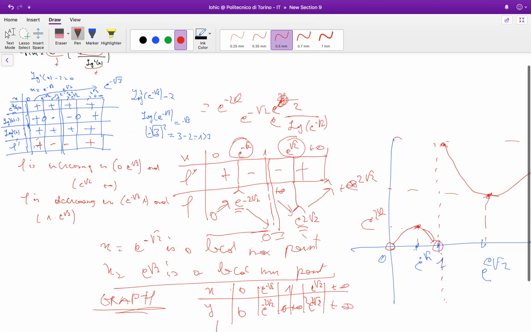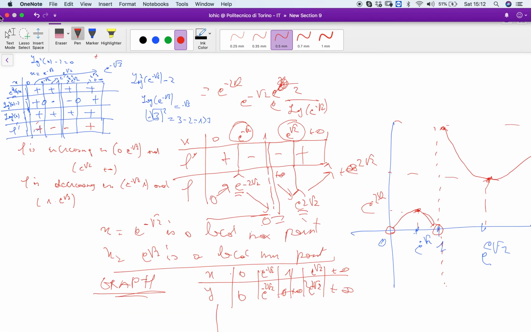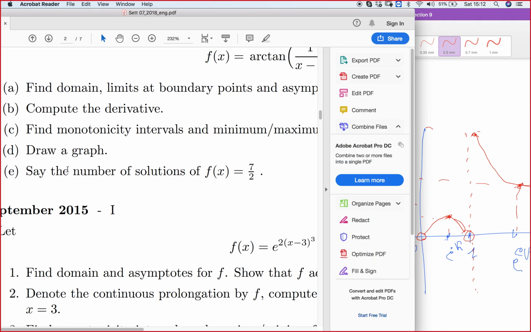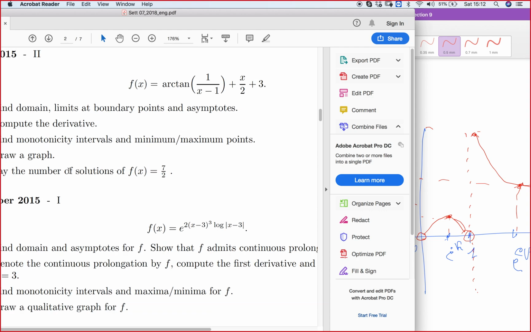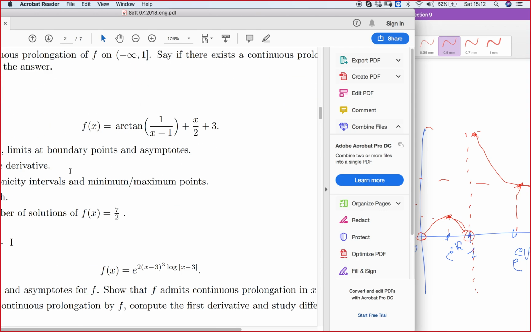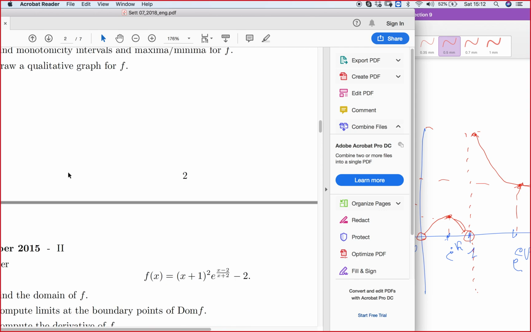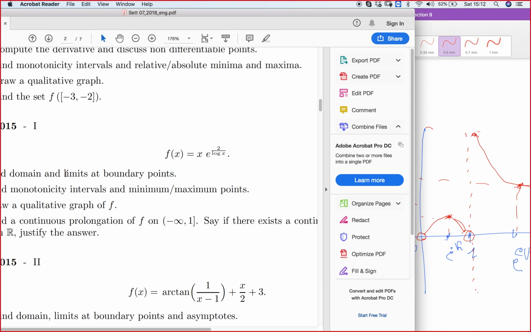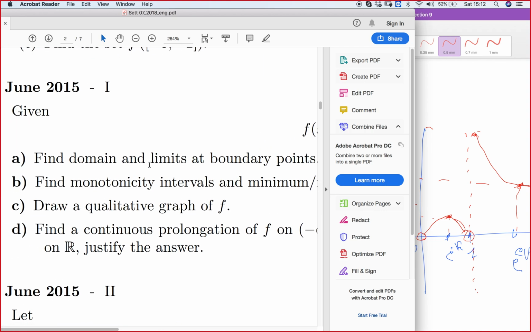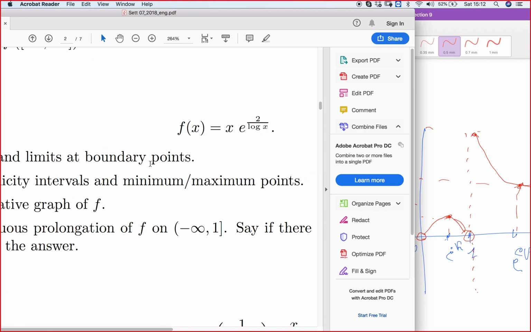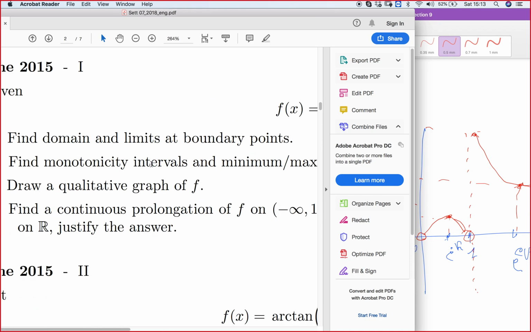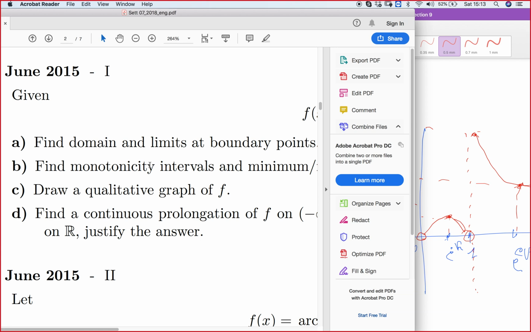Going back to the exercise, the next question for this exercise is, where is the exercise? Is this here? Oh, okay, it's here. Find a continued prolongation of f on minus infinity to 1. Say if there exists a continued prolongation for f on R. Justify the answer.